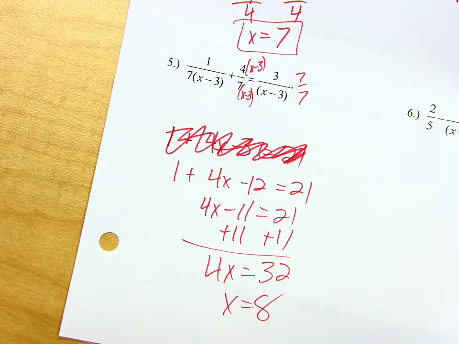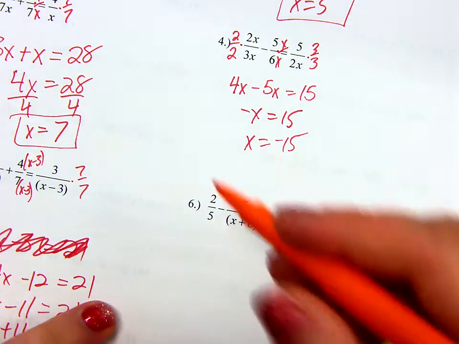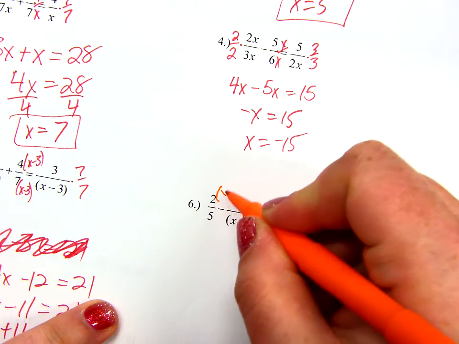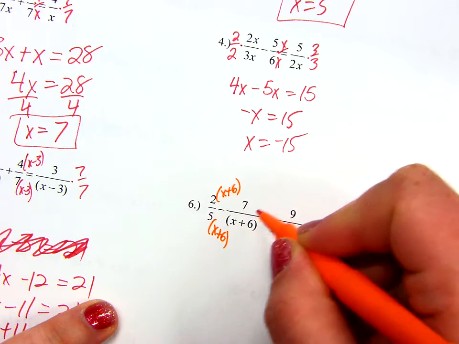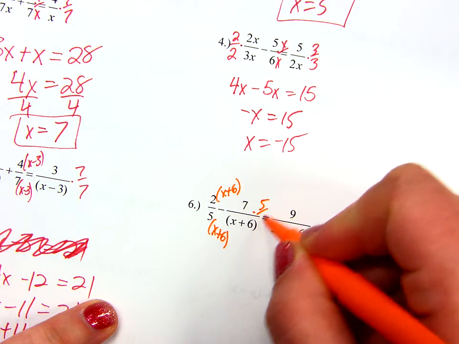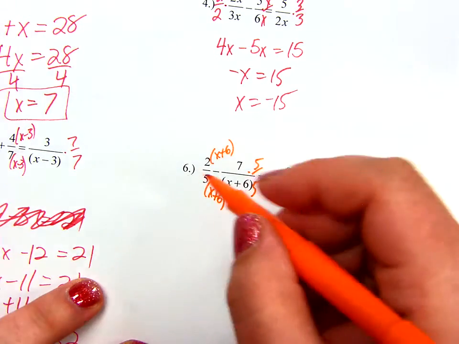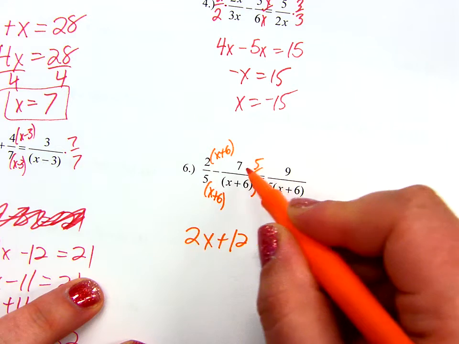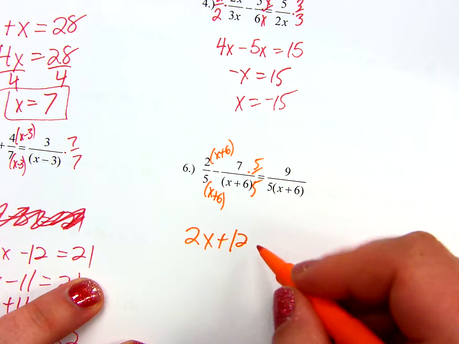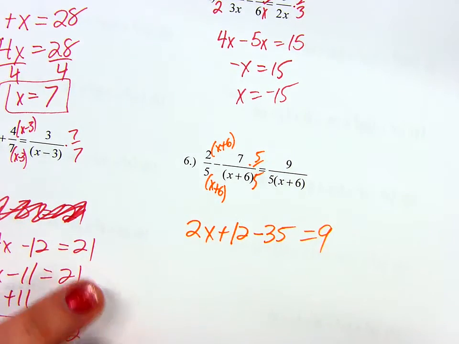Relax. So on the last one, my common denominator will be 5 times x plus 6. So I need to multiply the first one by x plus 6. The middle one by 5. And then the last one's already all set. So be careful. Distribute the 2. 2x plus 12. 7 times 5 is 35, so I'll do minus 35 equals 9.